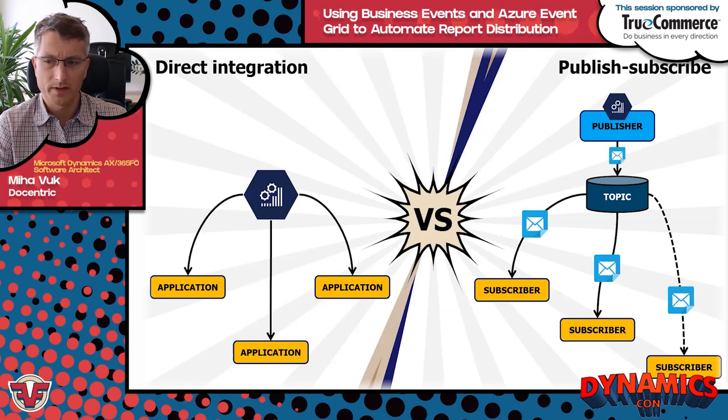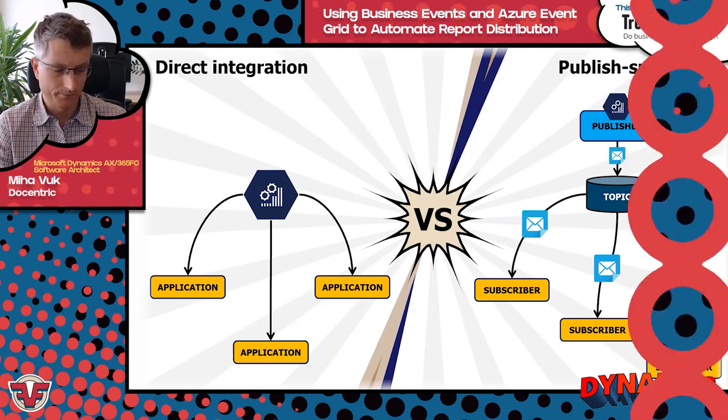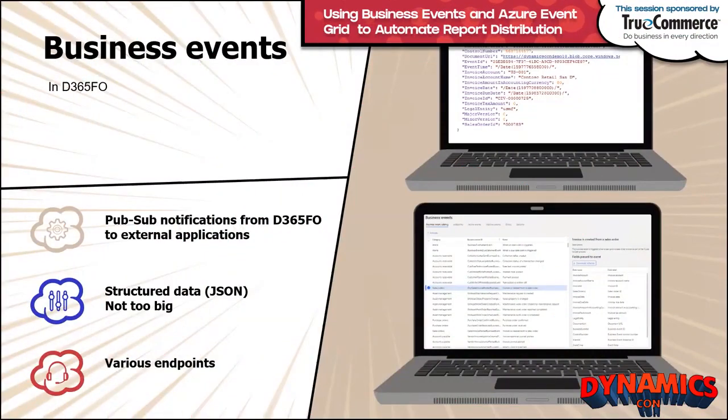So, how can we implement a publish-subscribe integration with your F&O? This session talks about business events and Event Grid, and these are actually two publish-subscribe technologies. Finance and operations provide a business events mechanism that lets external systems receive notifications, called events, when something important happens. For example, when a workflow is approved, when a purchase order is confirmed, or when you post a sales invoice. An event definition defines the fields that will be contained in the event when it is triggered. On the upper right picture, you can see the sample event content.